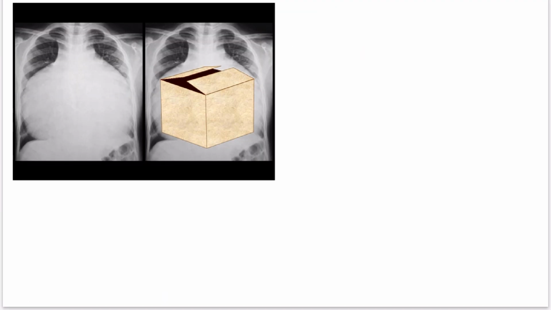What is the shape of this heart? I have made an animated image side by side also. This looks like a box-shaped heart. Where do you see this box-shaped heart? This box-shaped heart is seen in an anomaly that is known as Epstein anomaly.